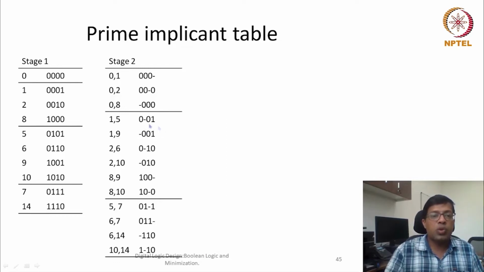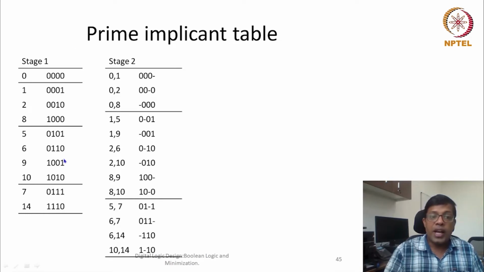For the next group of stage 2, we have to compare all the mean terms which are present in group 1 with all the mean terms which are present in group 2. So 1 would be compared with 5, 6, 9 and 10. Because 1 is compared with 5, we can see that 1 and 5 can be combined, because this particular variable is present as 0 as well as 1, so we can eliminate that and write 1 5 as 0 dash 0 1. Similarly, 1 and 6 cannot be combined, because we see there are three variables which are different.